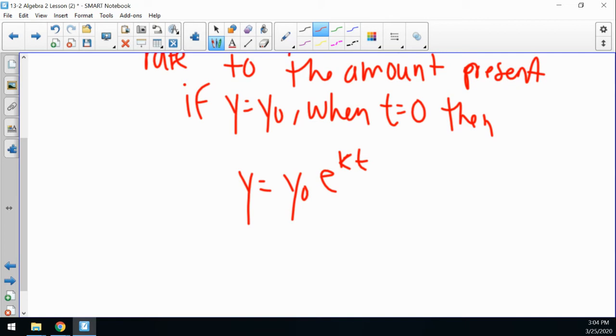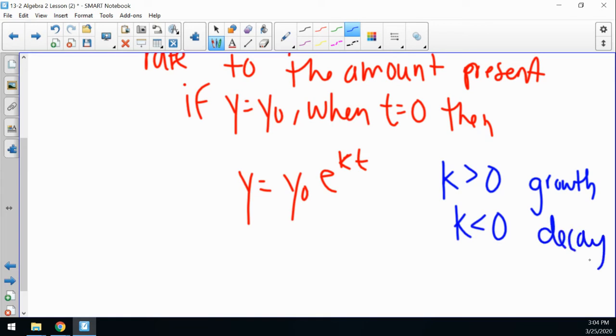You've seen this exponential growth problem before, all the time. Remember, if k is bigger than 0, we call it exponential growth. If k is less than 0, we call it decay. So k greater than 0 is growth, k less than 0 is decay. This is how scientists use carbon dating to figure out the age of a fossil or something like that. They say how much carbon was present at a time, and then we can figure out how old something is. That's our exponential change.